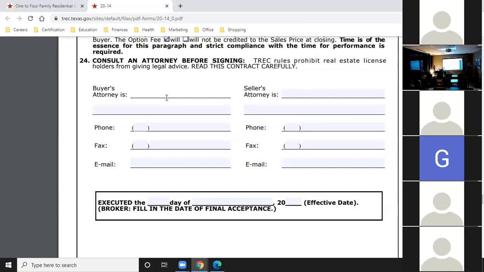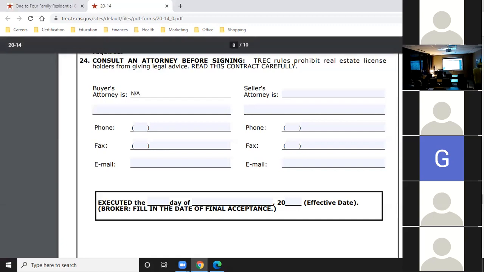Section 24, consult an attorney before signing. What would you put as far as the buyer's attorney? Do you have any information on that? Let me do a quick scan of that. I don't see anything about an attorney. I agree with you, Mr. Keith. So we weren't given the information. What do we put in? NA. Correct.